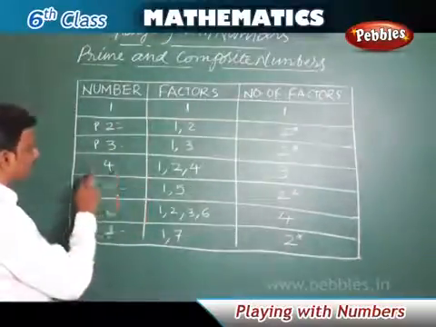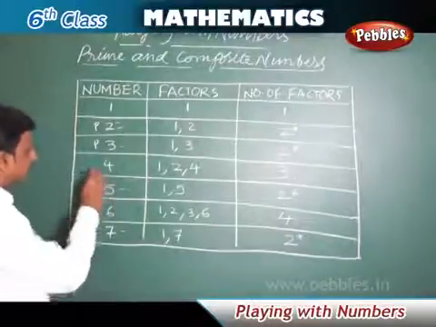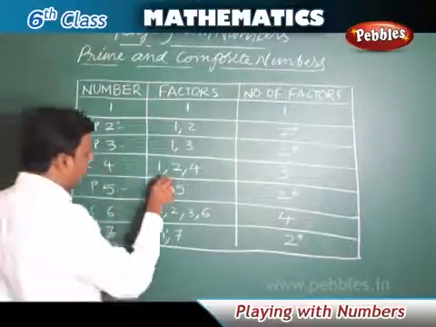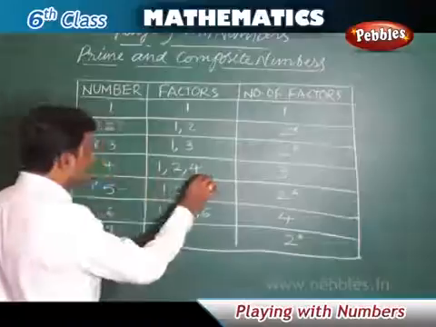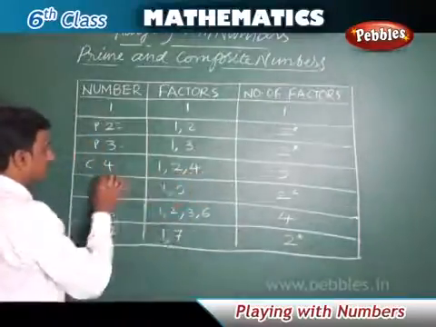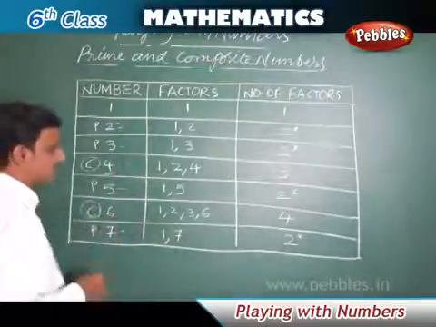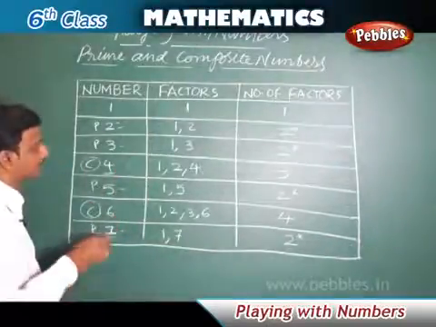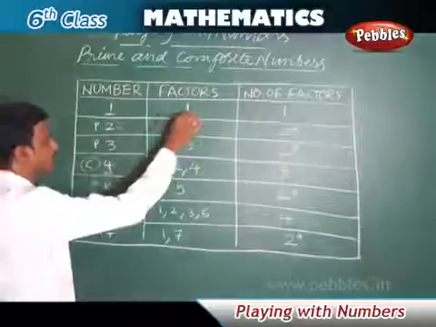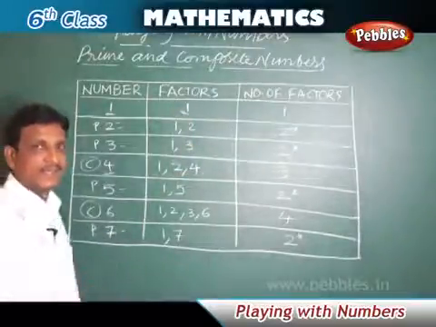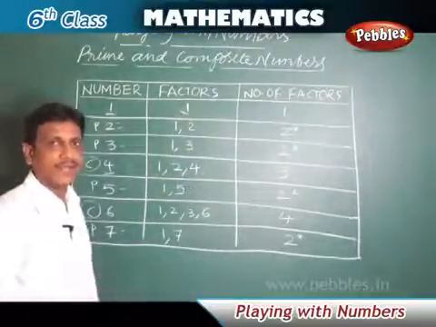And let us look at 4 and 6. They have 1 and the number itself and some other factor. Such numbers are called composite numbers. Here 4 and 6 are composite numbers. Whereas this 1 is neither a prime number nor a composite number.